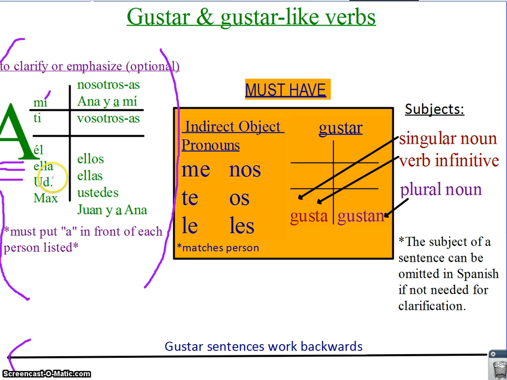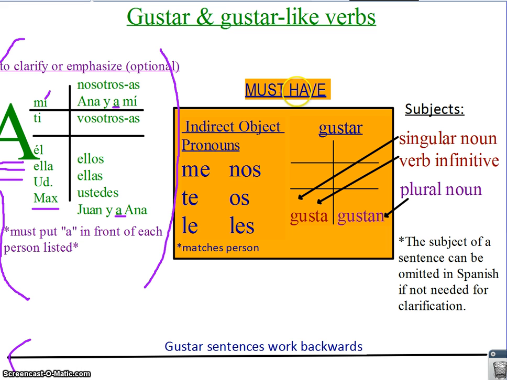You can say a él, a ella, a usted, or someone's name, a nosotros, or you could say to Anna and me, and you have to put a in front of each person listed, a vosotros, or all of these. Again, I put a in front of both names. And add this information here. You must put a in front of each person listed. Okay, that part's optional right here.